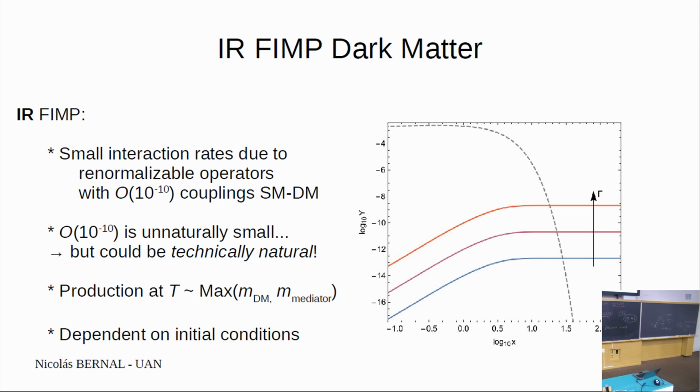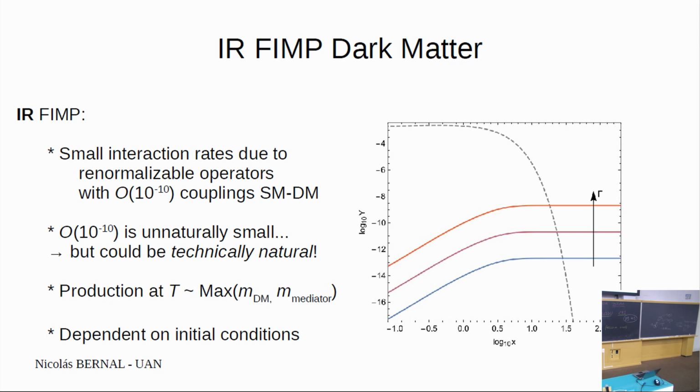natural. And if all particles, or if you want the dark matter particle and the mediator, are at the electroweak scale or something like this, the bulk of the production takes place when the temperature of the universe is of the order of the mass of the dark matter or the mediator. And one thing, this depends on the initial conditions. But that's not the only possibility.